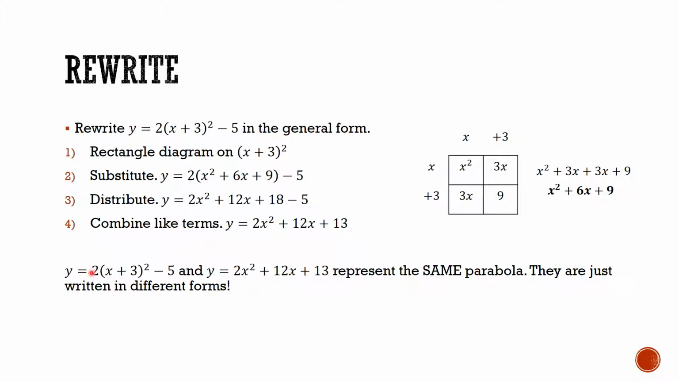So our original equation, y equals 2(x plus 3) squared minus 5, and our new general form, 2x squared plus 12x plus 13, represent the same parabola. So if you were to graph these, they would create the same parabola. They would just write over each other. So if you have a color calculator, first it will draw a black parabola, with a black line, and then a red parabola will go above it, or a blue, whatever color you have set up. So these are just written in different forms.